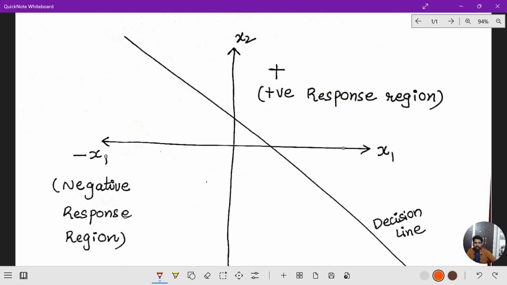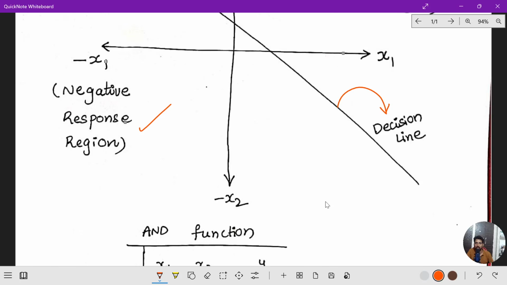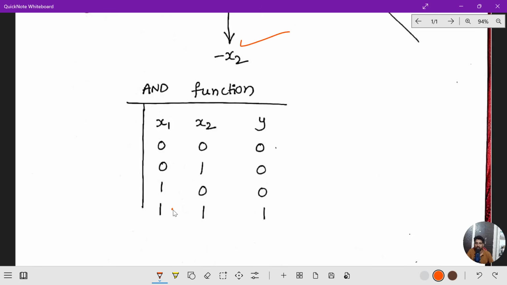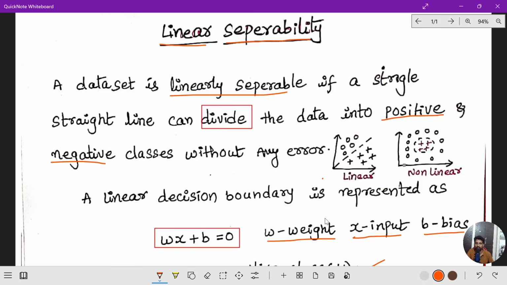When you observe here, there are four coordinates: x1 for positive, x2 for positive, minus x2 and minus x1. When you observe the AND function, what happens? When both inputs are ones, the result is 1. In all other cases the result is false. This is linear separability, one of the most important things. So this is about linear separability.